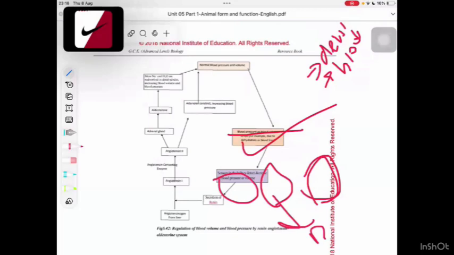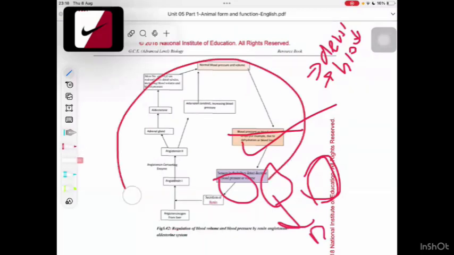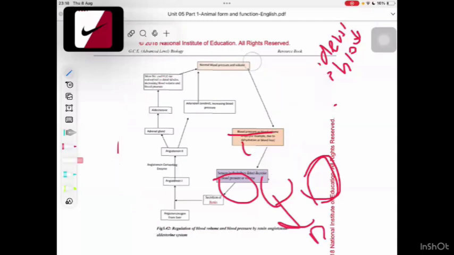Juxtamedullary apparatus. They have a gland like that, and they include so many things over here. In your new resource book, they have made it easy for you, right? So it secretes renin, and because of this renin, it converts the angiotensinogen from the liver to angiotensin 1, right? And then there is an enzyme called angiotensin converting enzyme. It converts angiotensin 1 to angiotensin 2, right?